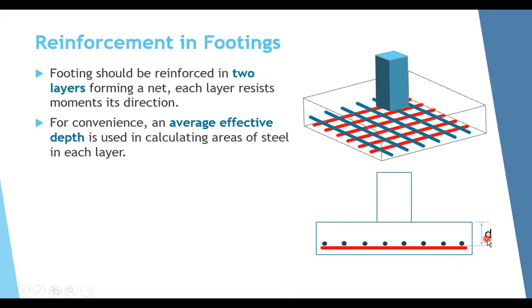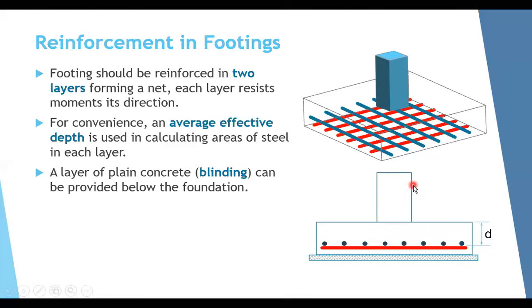Okay, how about the depth here? To make things easier, we can assume that D here is a constant value when we calculate for both layers. So it will be the average for both layers here. It means from the top or compression side until the middle between the reinforcement in the short direction and in the long direction. So this will be the depth. No need to use a special depth for the bottom reinforcement and another depth for the top reinforcement. We can use only one depth, the average one for both layers. Okay, this will make it easier for you in making your design.